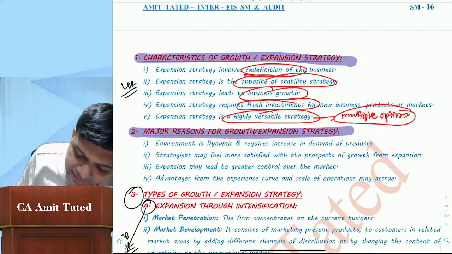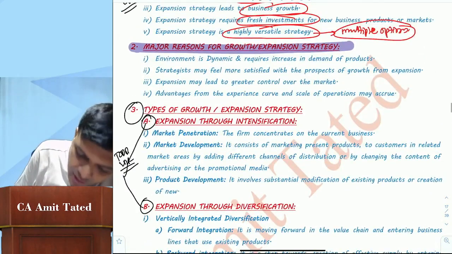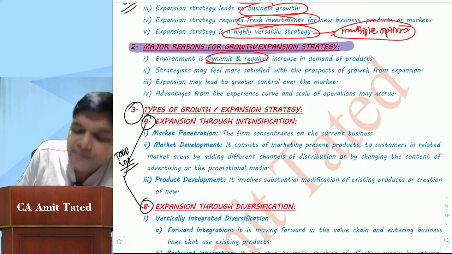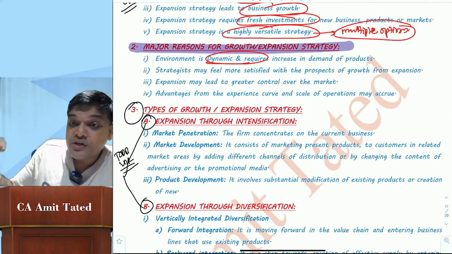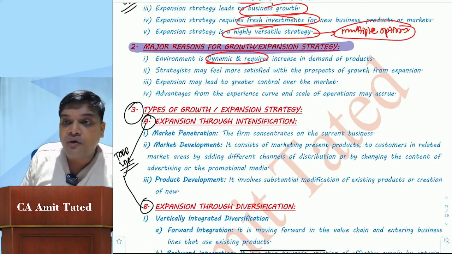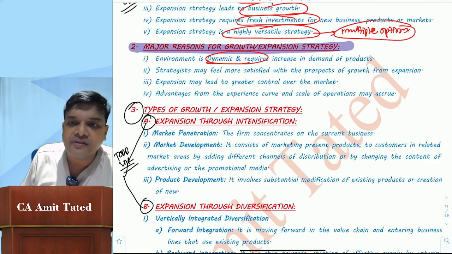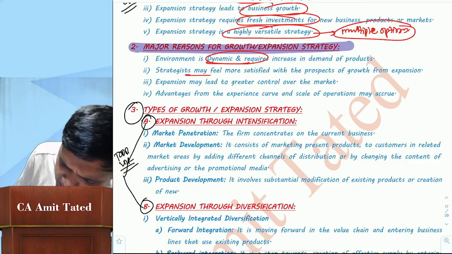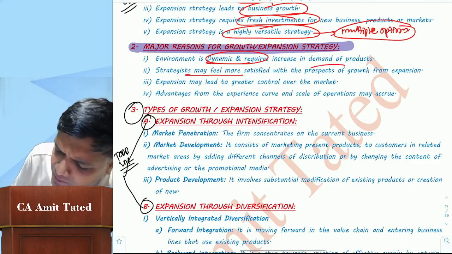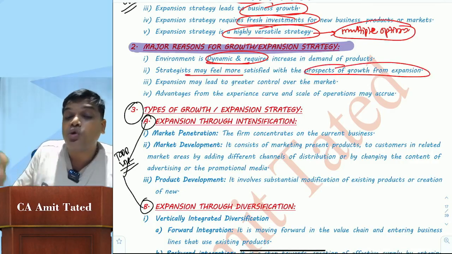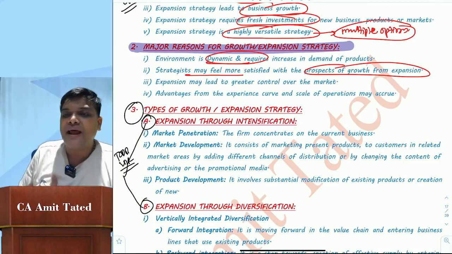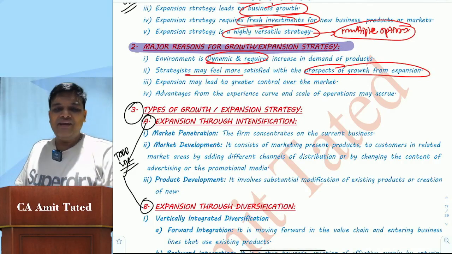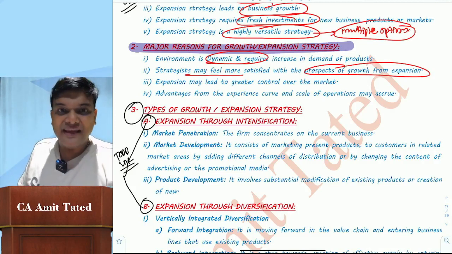But what are the reasons for going with an expansion strategy? The reason is that the environment is dynamic. For example, right now the institute changes the EIS. It's a dynamic environment now, and it requires new demand for products. Second scenario, strategists may feel more satisfied with the prospects of growth. When growth happens, it feels very good, there is pride that we have achieved something. Expansion brings a sense of achievement.